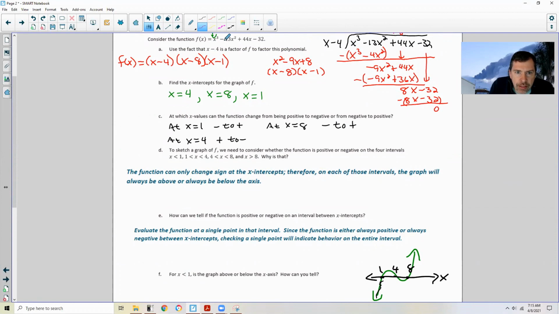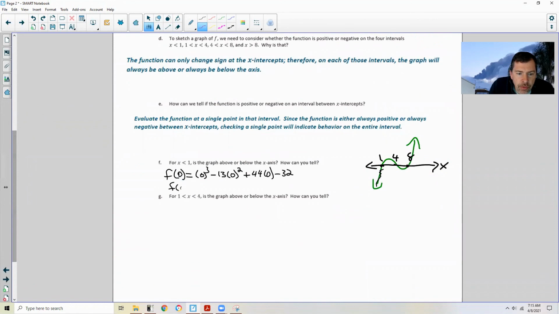So here's the function, f of x equals x cubed minus 13x squared plus 44x minus 32. What number is less than 1? Well, 0 is a really easy number to calculate. So let's use f of 0. That's going to equal 0 cubed minus 13 times 0 squared plus 44 times 0 minus 32. And when I do that, my f of 0 is going to equal 0 minus 0 plus 0, which is all 0, minus 32, which is negative 32. And so there are two ways of telling that.